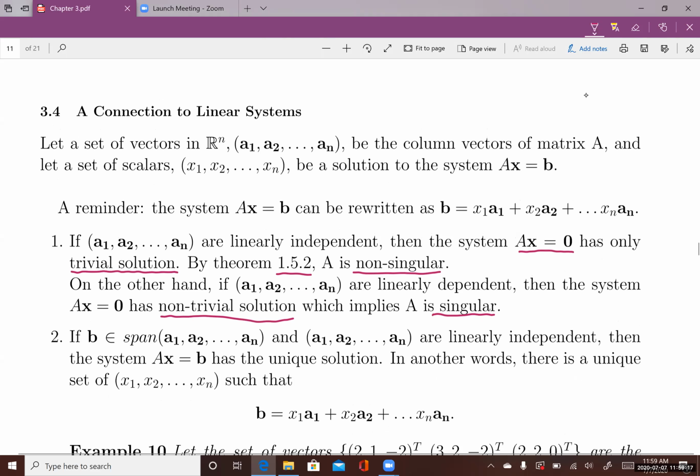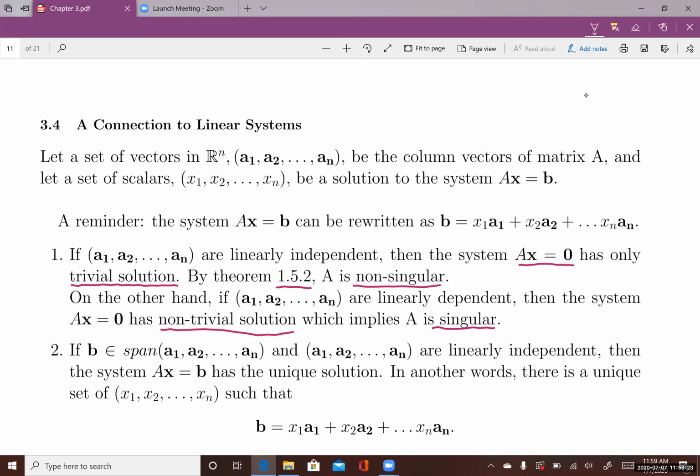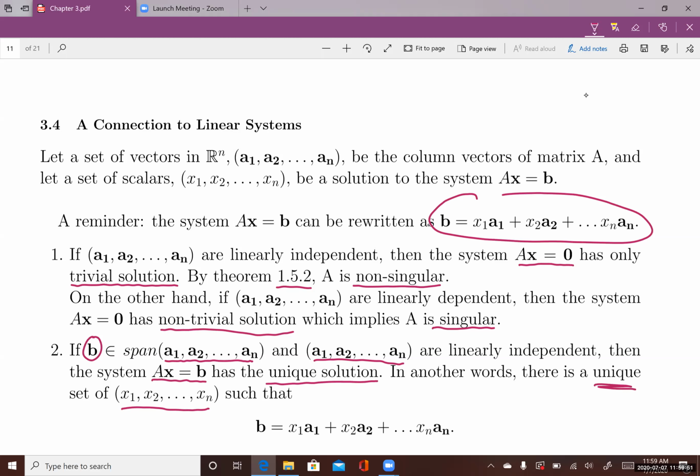And the second connection is, if the vector B is in the span of A1, A2 to An, and A1, A2 to An are linearly independent, then the system Ax equals B, this non-homogeneous system, has a unique solution. In other words, there is a unique set of scalars x1, x2 to xn such that B is a linear combination of A1, A2 to An.